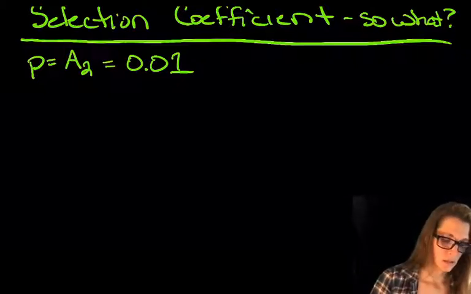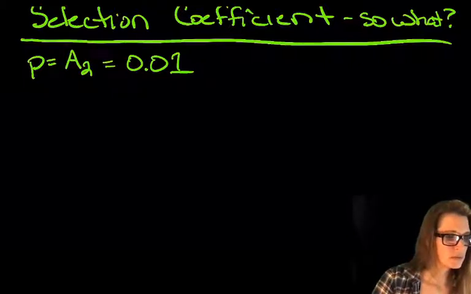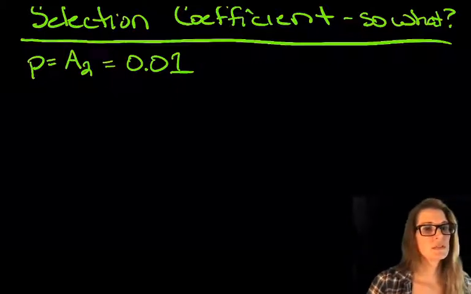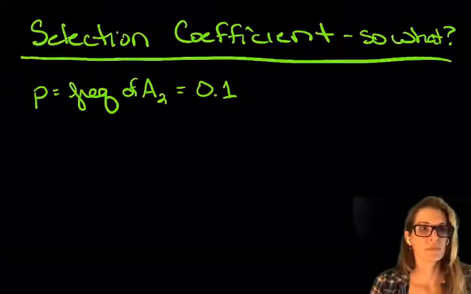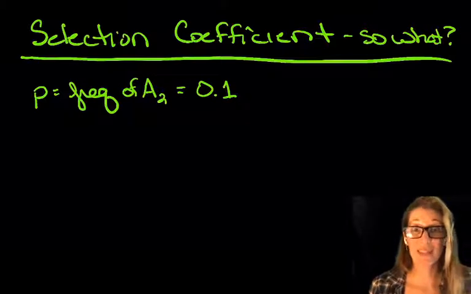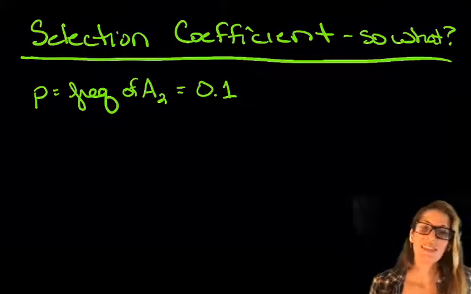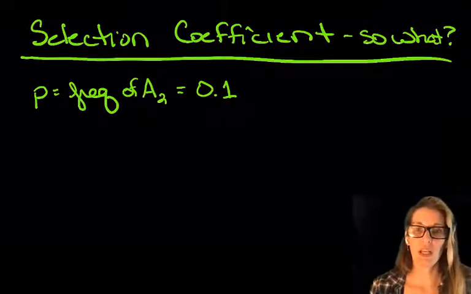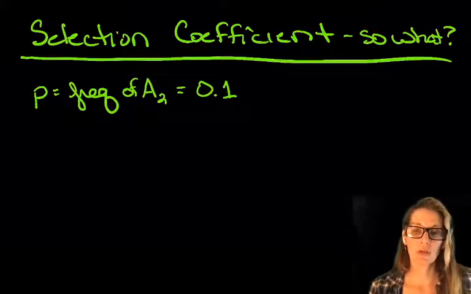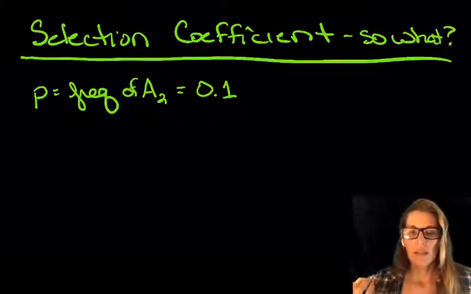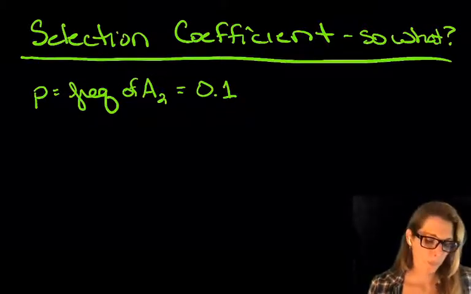Okay, evidently I'm still sorting through this. So P is the frequency of A2 in a population, and we're going to set this low. We're going to imagine that this is a relatively new allele, maybe a newly introduced allele.